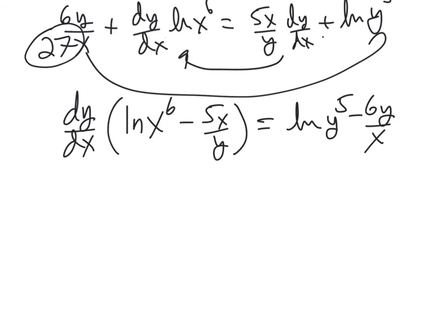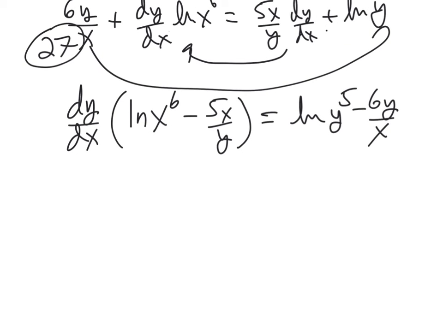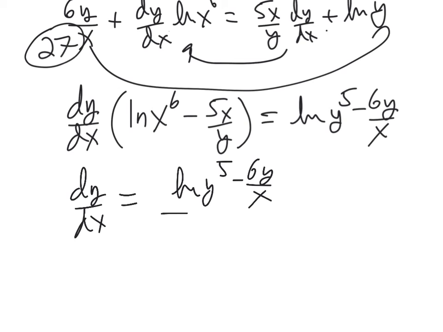And then I'll divide both sides by that ln x to the 6th minus 5x/y. So dy/dx equals ln y to the 5th minus 6y over x, over ln x to the 6th minus 5x/y. I tried putting that in, it didn't like it. And here's the algebra they wanted you to do. They want to simplify this a little bit.